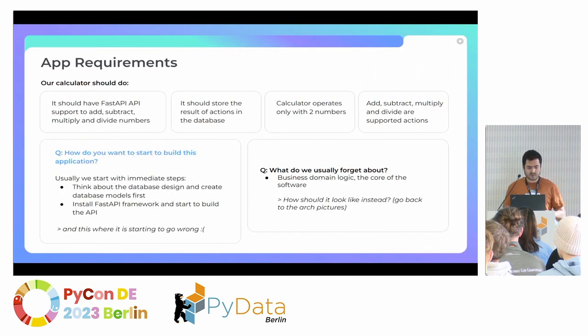The next is we have this app requirement, the wonderful app requirement. So our calculator should do the following. It should have FastAPI API support to add, subtract, multiply, and divide numbers. It should store the result of actions in the database. The calculator operates only with two numbers because it was easy to write. Add, subtract, multiply, and divide are the only supported actions. So you have this kind of draft of the requirements.